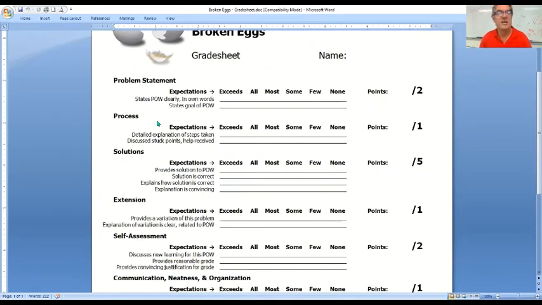So you'll notice that under each section, it gives you a few clues as to what to do. States problem of the week clearly in own words. States the goal of the POW. Things like that. Process is divided up as well into a few things that hint you along the way. These are what I'm going to look for when I grade your POW.